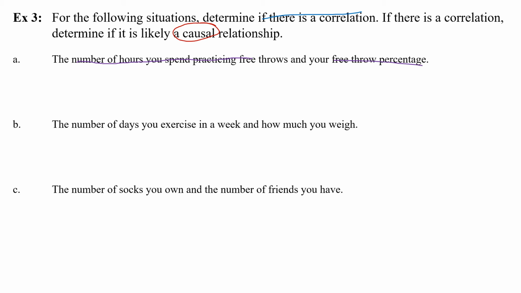So we're assuming that you're going to spend more hours practicing, right? Because you're trying to get better. And then the assumption here too is if you practice more, your percentage is going to get better, right? Maybe you start by only making 2 out of the 10 shots, but if you keep practicing, maybe you move on to 3 and 4, so your percentage is going to increase. So we're going to say that the correlation is positive.